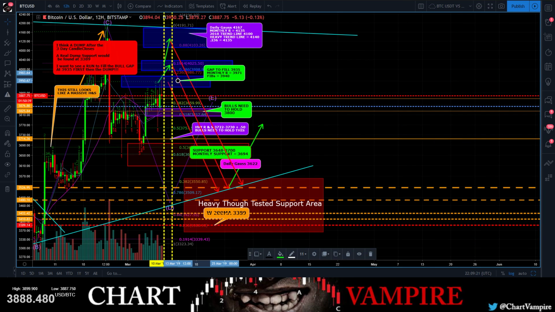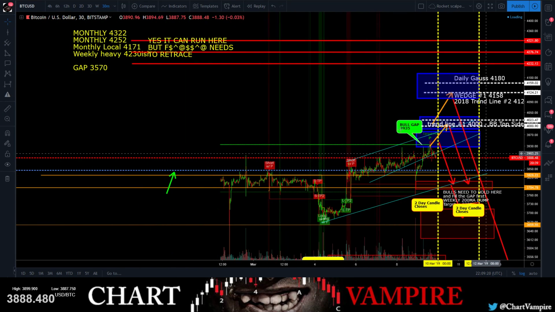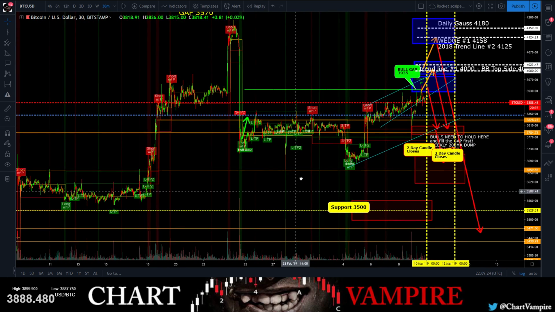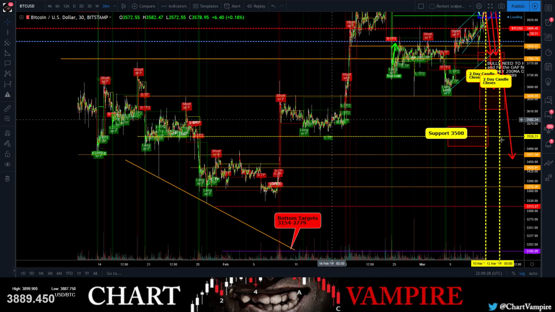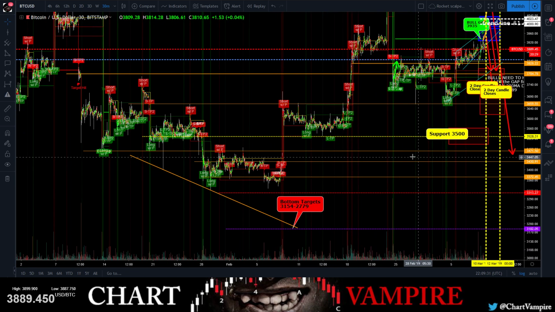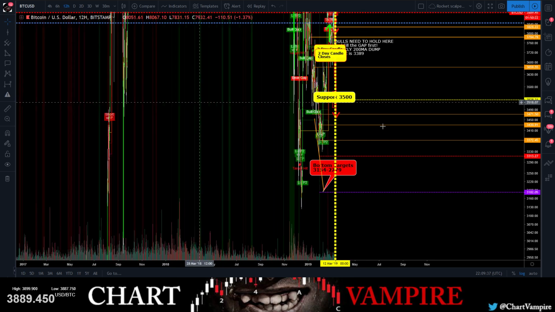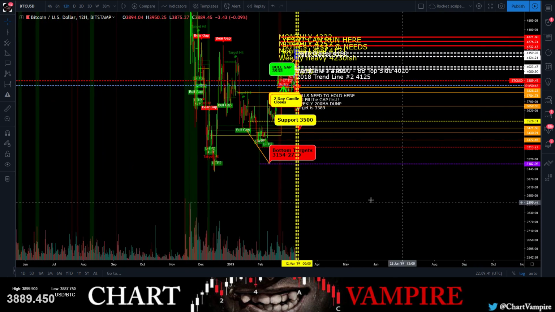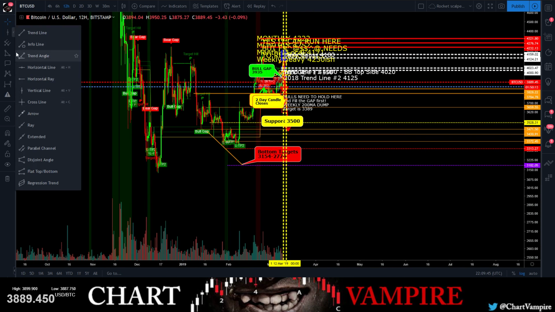I do want to go down and find this trend line, though, on this chart. Where is it? Nope, not that one. I know there's a trend line. We're going to go probably 12 hour. There it is. All right, let's find this trend line here. I just want to draw it in here so we have it.